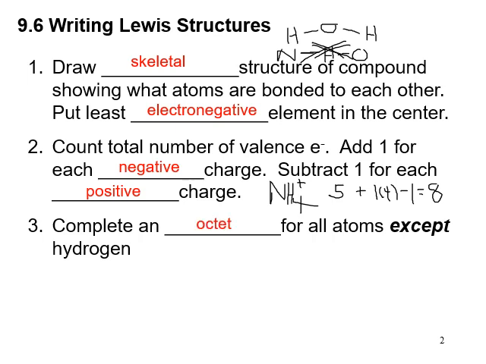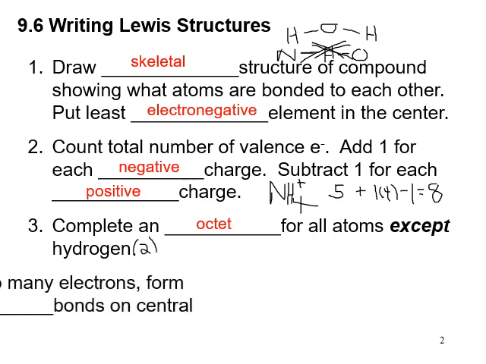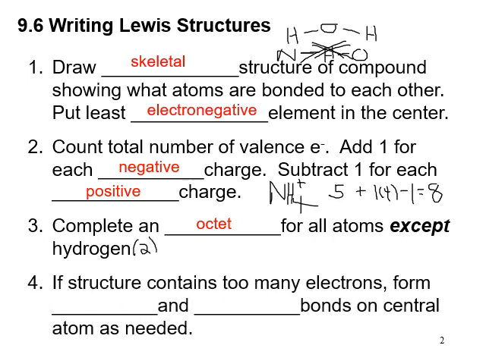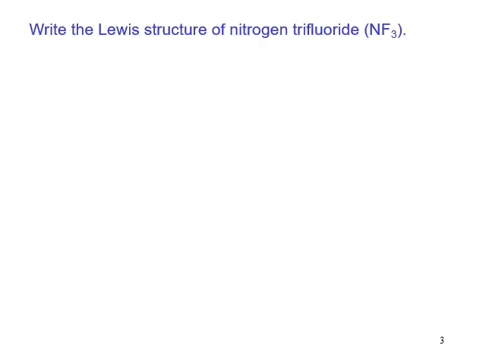Next is to complete an octet for all atoms except for hydrogen. Again, they only want 2. And if the structure contains too many electrons, form double and triple bonds on central atoms as needed. Now, when I say too many electrons, I don't really like that. I mean, it kind of means that you don't have enough electrons. So I think we need to come back to that, and we'll check on that when we start adding double and triple bonds. Usually double and triple bonds are added because you don't have enough electrons to give everybody an octet. But if you share, you will be able to. So let's do an example.